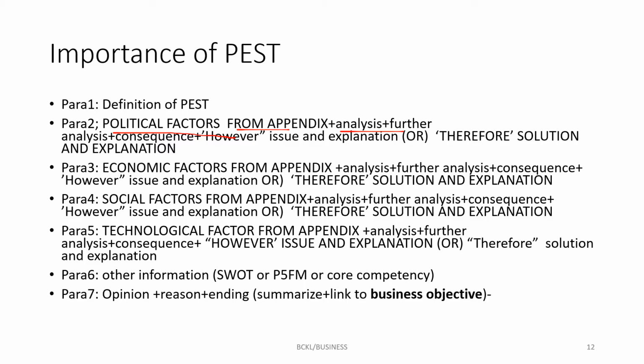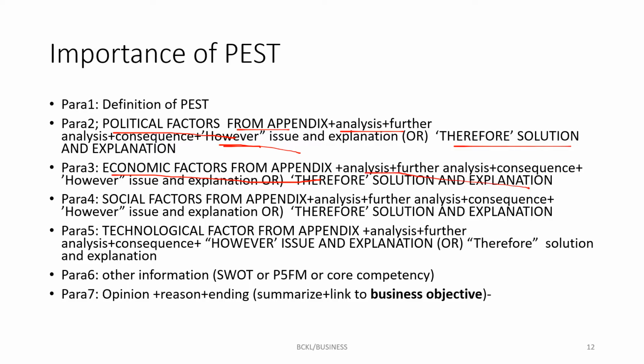And here we are talking about the business, so we can have an issue which can be in favor of the business, which will be therefore, or we can have an issue which would be against the business. So do not forget to write either however you explain, or therefore what will be the solution and all. Same for the economic factors from the appendix.